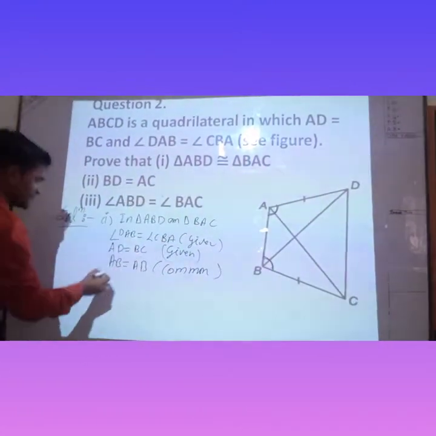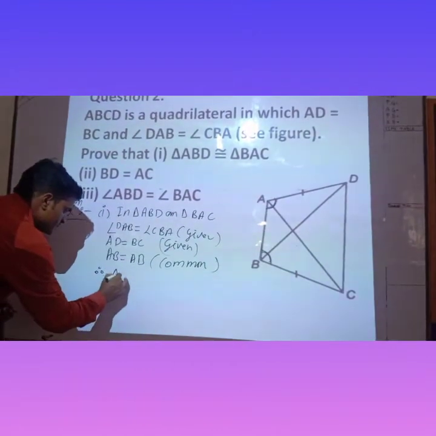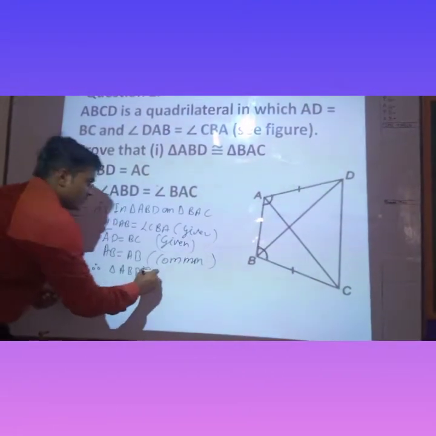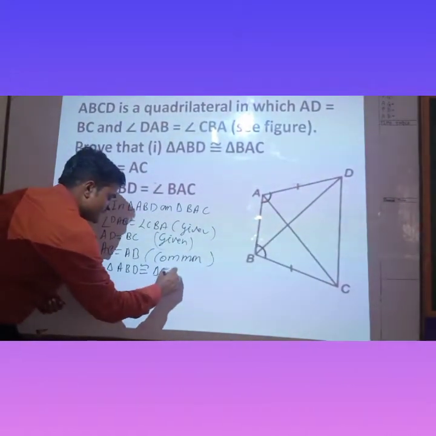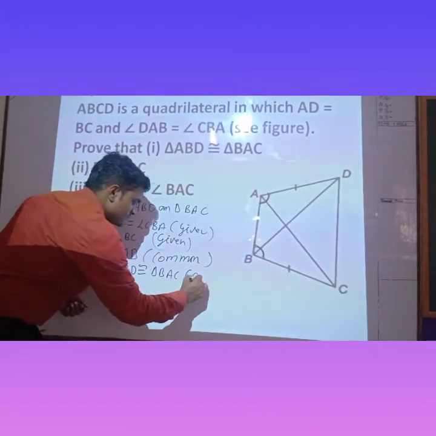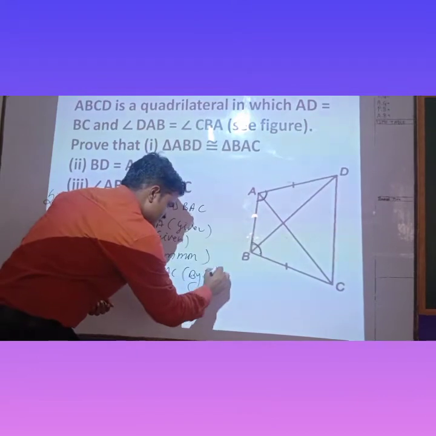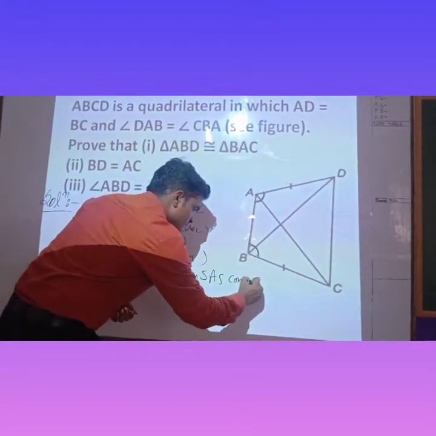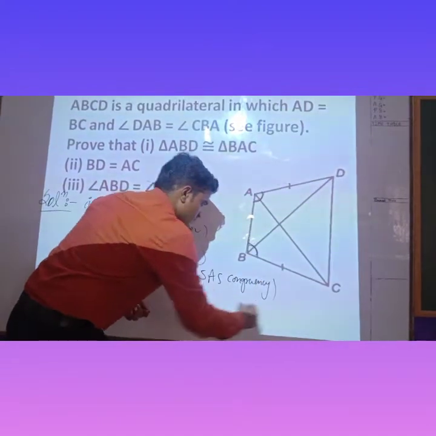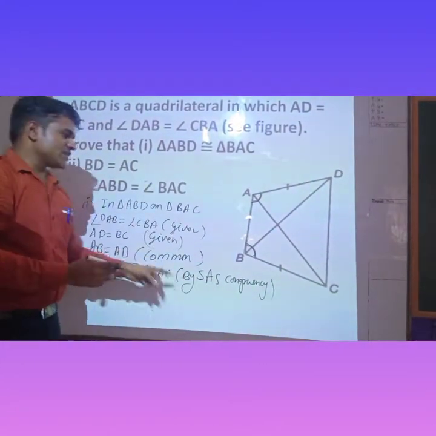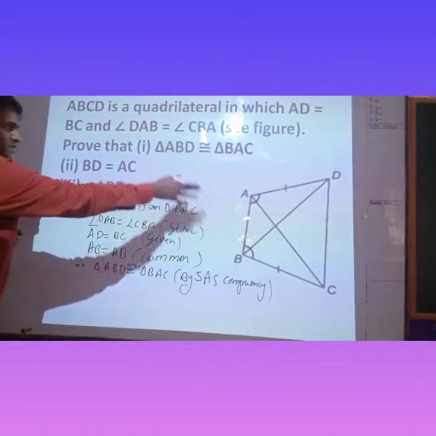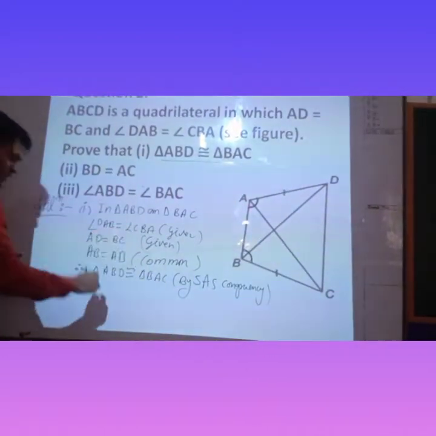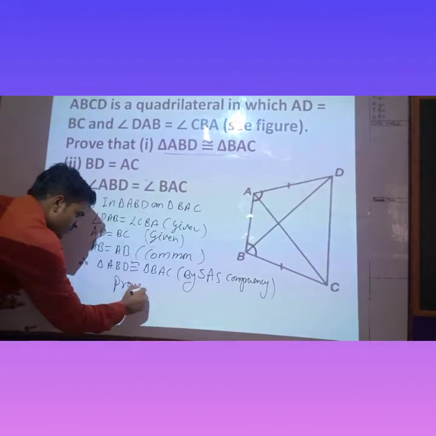So therefore, triangle ABD is congruent to triangle BAC by SAS congruency criteria. By side angle side congruency criteria these two triangles are congruent. So the first part is proved.